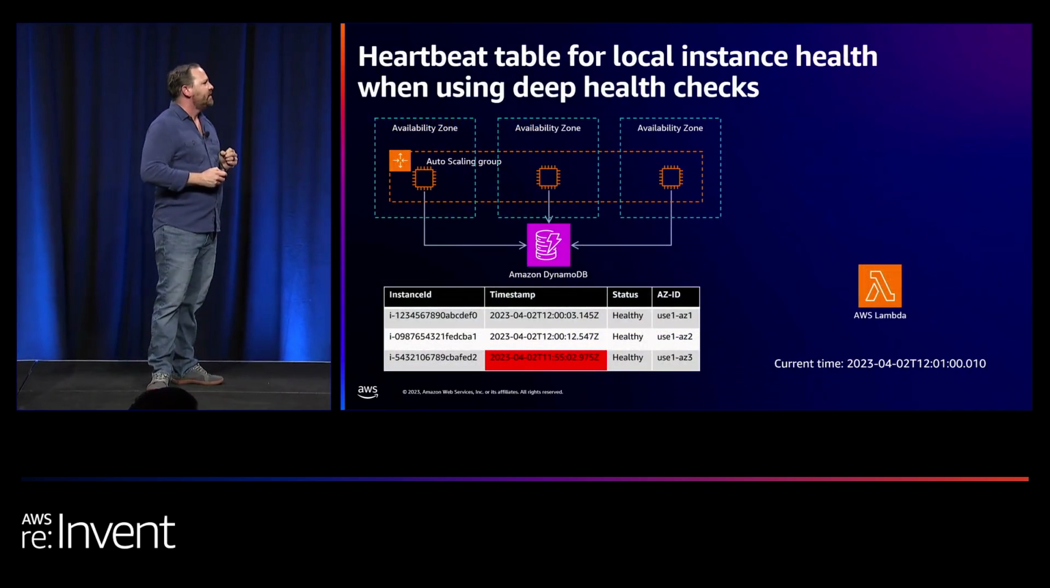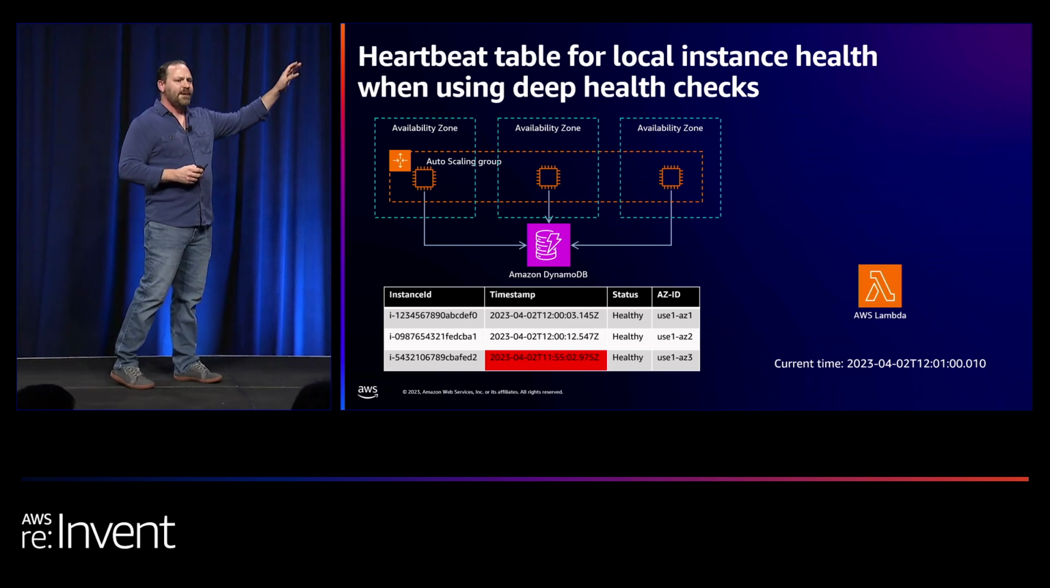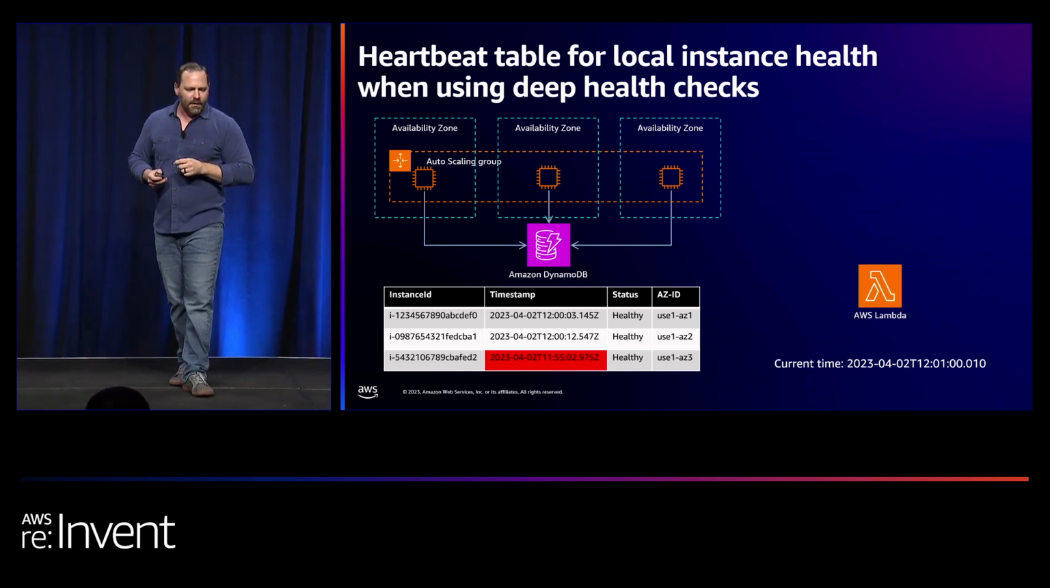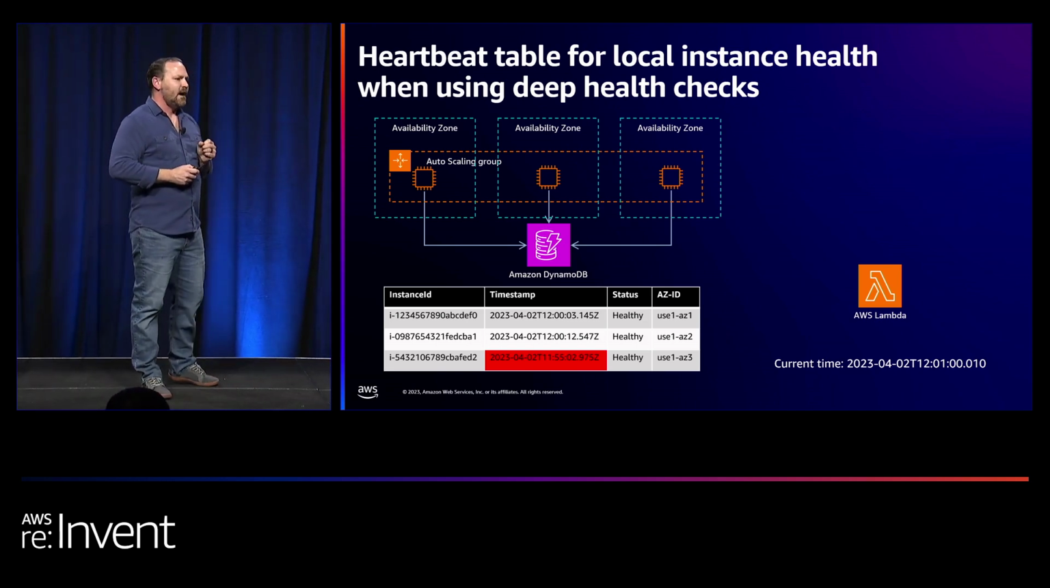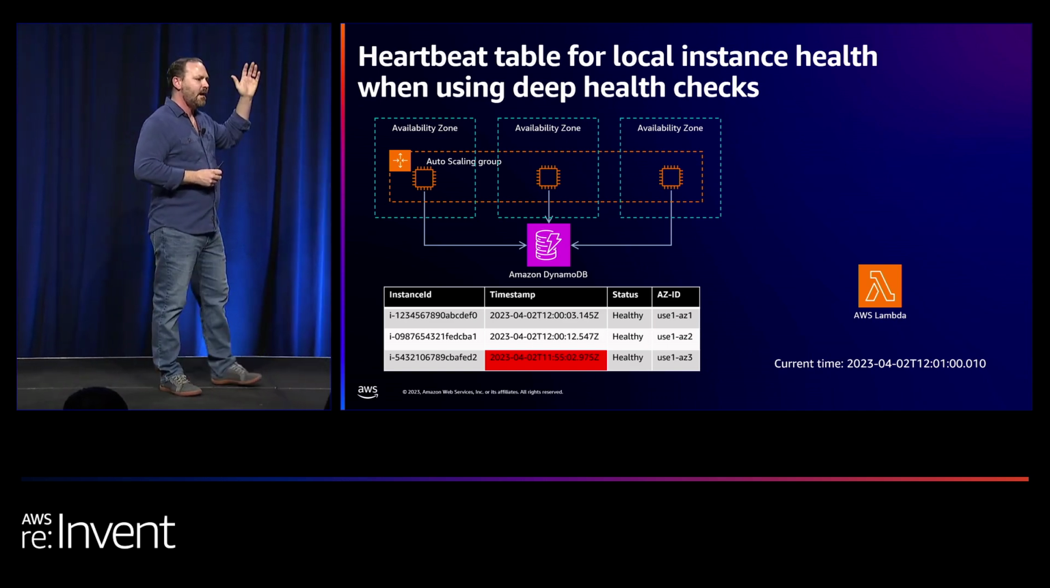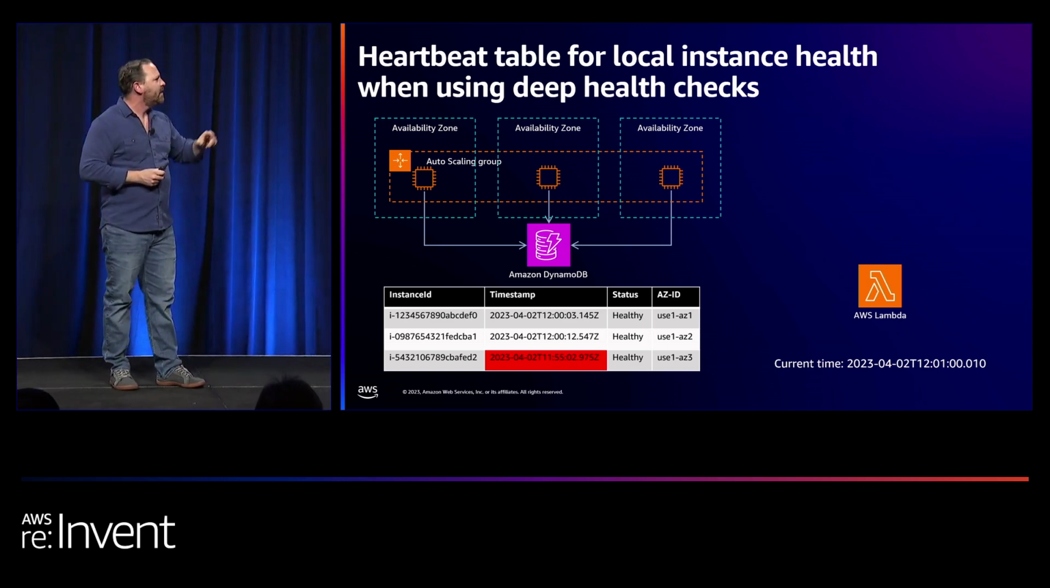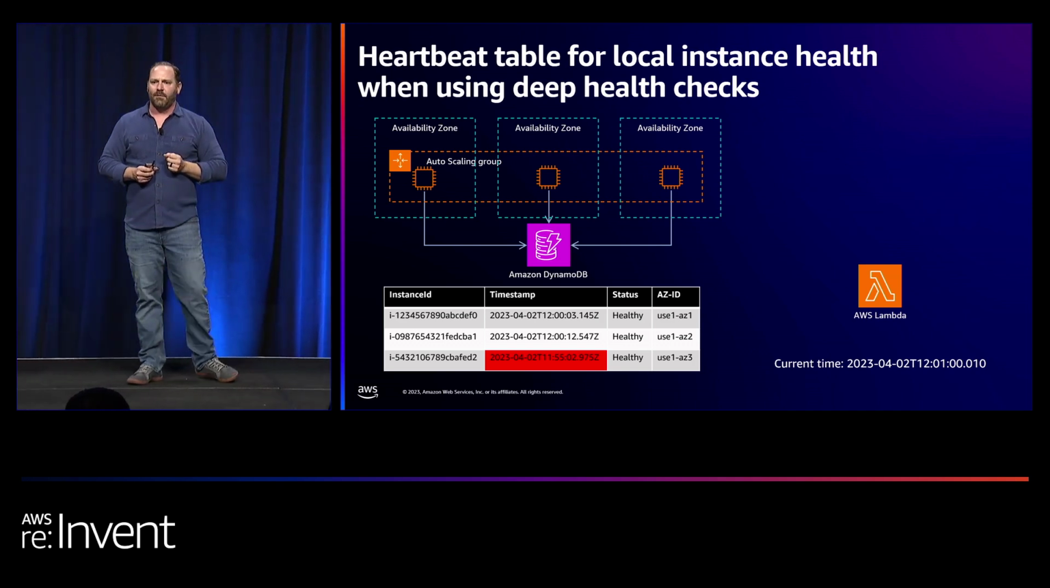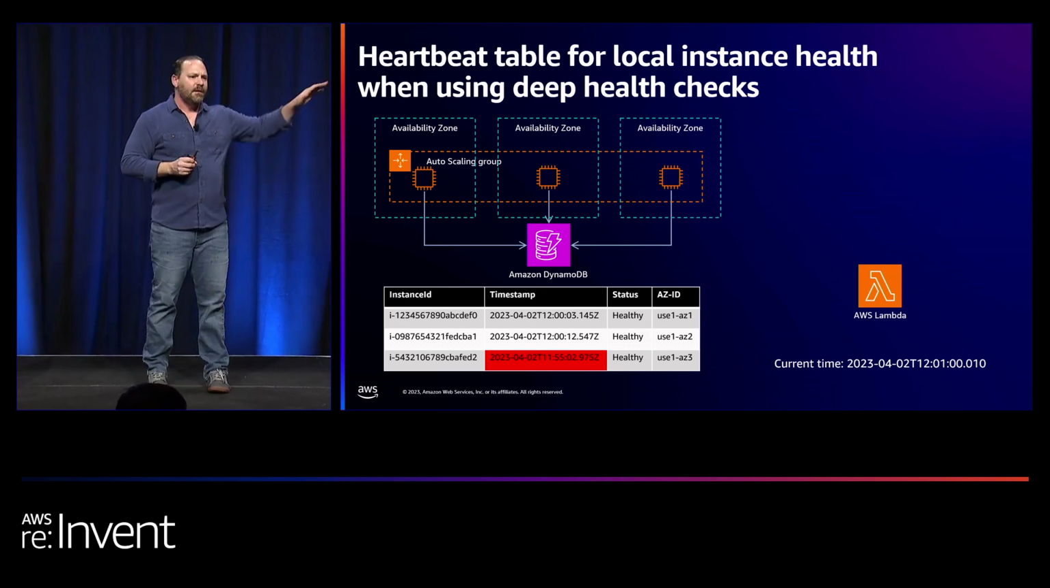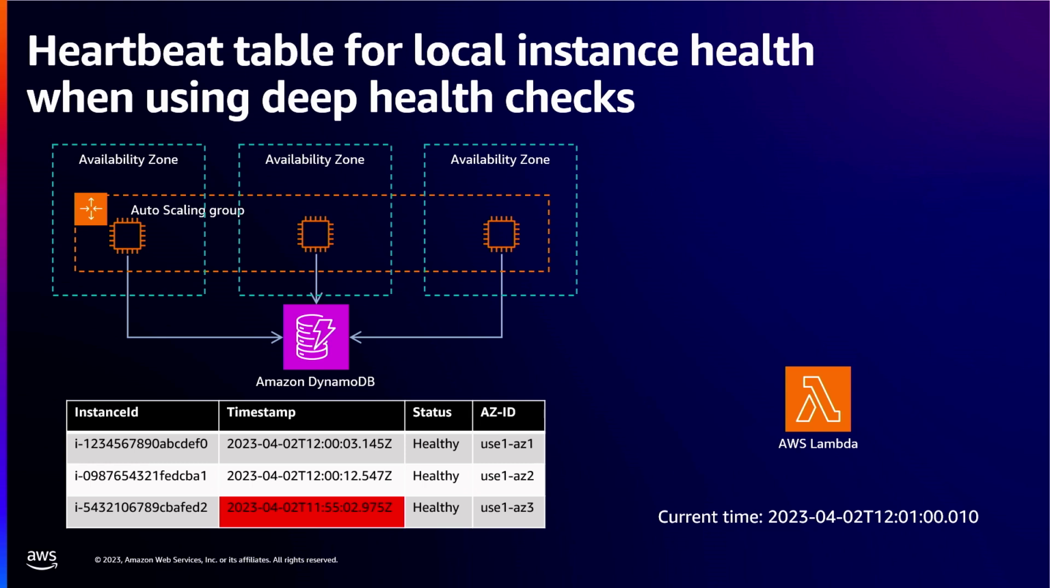So if you want to use deep health checks, you could use something like this to determine local instance health. Every time one of these instances in this auto-scaling group receives a health check from a load balancer, they write into a DynamoDB table. They write their instance ID, the time at which that heartbeat is being made, whether they consider themselves healthy, right? Are all my critical processes running? Is my CloudWatch agent running? Is my CodeDeploy agent running? Is HTTPD running? And maybe their AZ ID, maybe some other information in there.